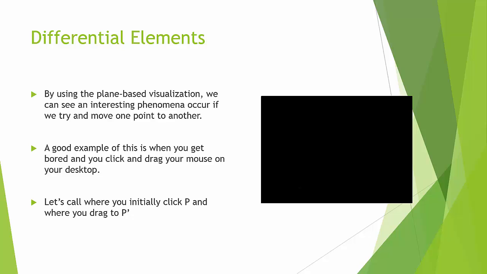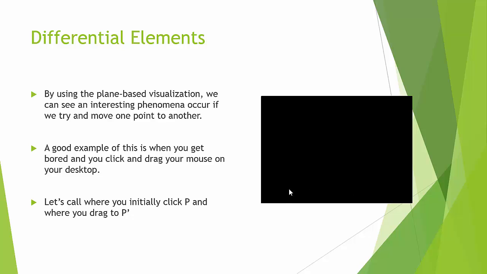You're bored on your computer, on your desktop, idly trying to pass time, and you're clicking on your desktop and dragging so it makes a box, dragging in all different directions. This actually is a good example of what a differential element is all about. You have a point which you're starting at, which we're going to call P, and you're dragging the cursor to a destination point, which we're going to call P prime in this case.